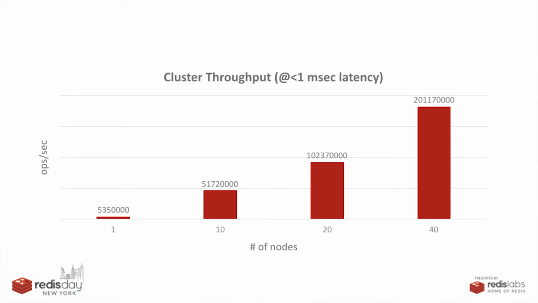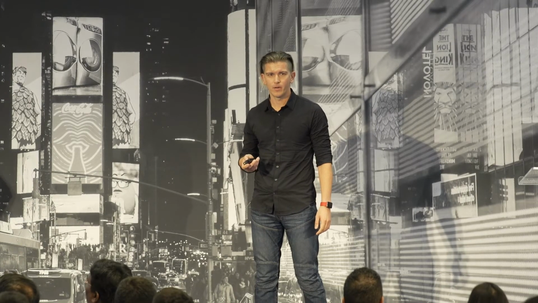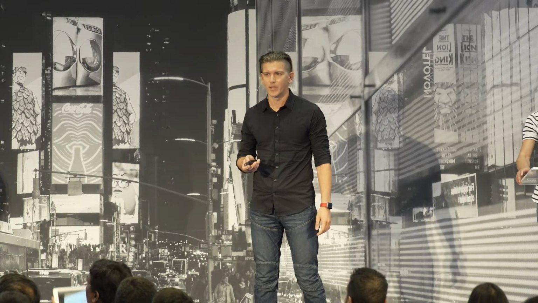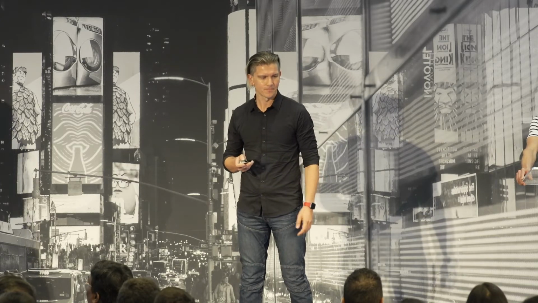As Niall explained before, on one node we were able to achieve 5.3 million operations per second. On 10 nodes, we wanted to match the results from last year, and we were able to achieve 52 million operations per second. Then we scaled out, and on 20 nodes we were able to achieve 100 million operations per second, and we stopped at 200 million operations per second on 40 nodes.